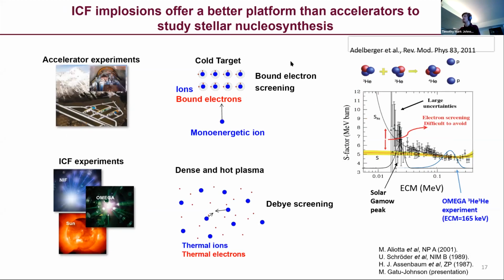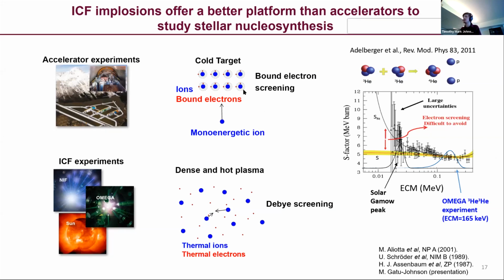ICF implosions offer a better platform than accelerators to study stellar nucleosynthesis. Previously, the way you would study a nuclear reaction relevant to the inside of the sun is you would use a particle accelerator, where you prepare your target and your ion to match the fusion reaction of interest, and you accelerate the ion to really high energies and slam it into the target. This is not a problem for high energies. If you're getting up to maybe an MeV range, you can start to ignore the interaction between the ion and the bound electrons. But at low energies, this is going to start to be a problem.